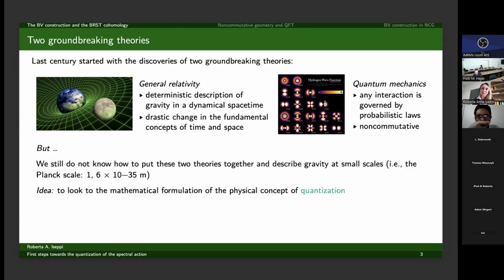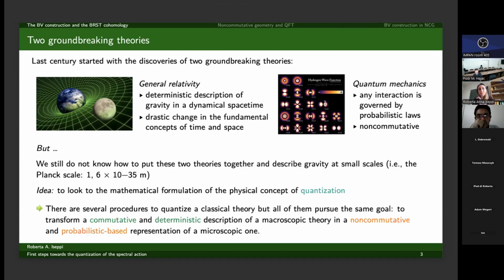And as we all know, there are problems in trying to put these two theories together and to describe gravity at a small scale. An idea can be to say: we can't really have any experiment guiding us at such a small scale, so let's work out the mathematical formalism and look at the notion of quantization from a mathematical perspective. Of course, there are many ways to describe a quantization procedure, many techniques, but all of them have exactly the same idea and the same goal. You want to start from a classical theory that is usually macroscopic and characterized by being deterministic and commutative, and through this quantization technique arrive at a description of a theory that is microscopic, probabilistic and non-commutative.